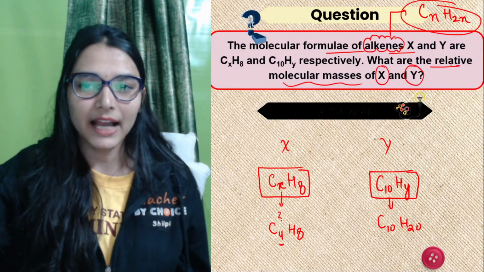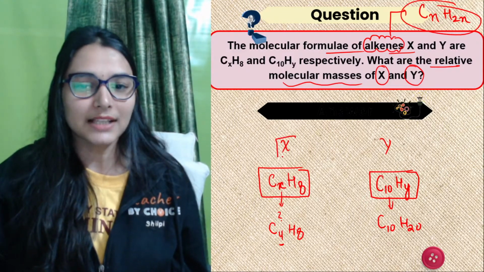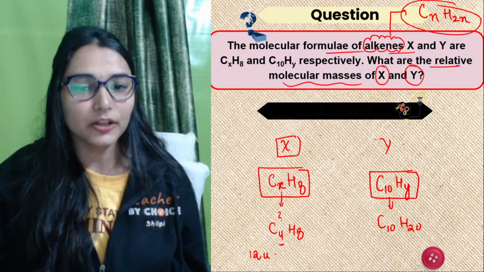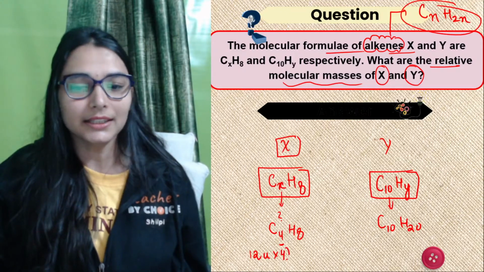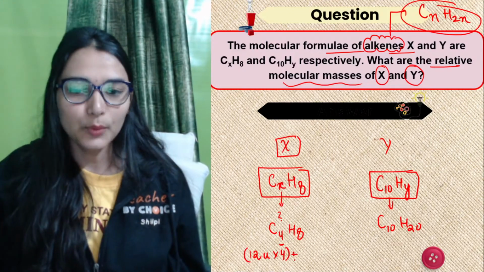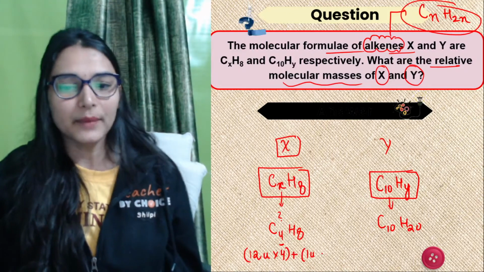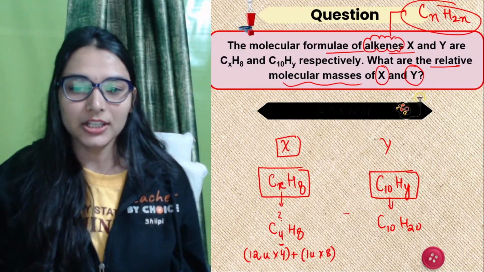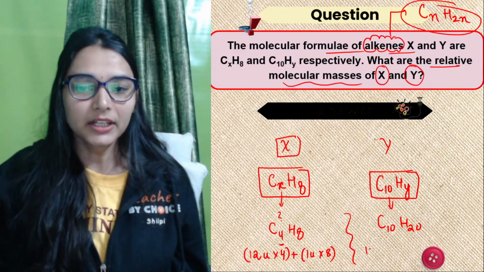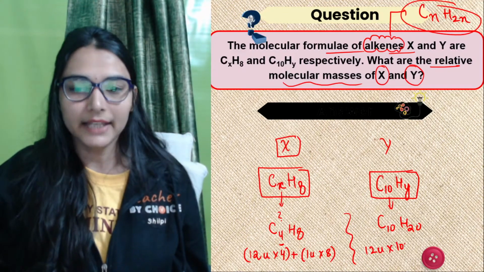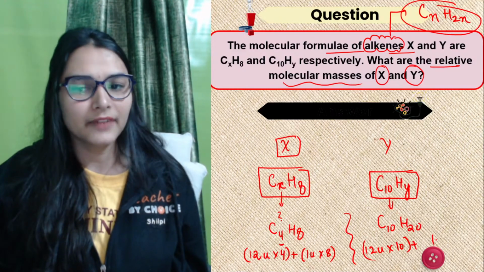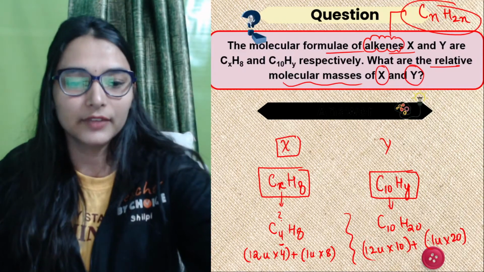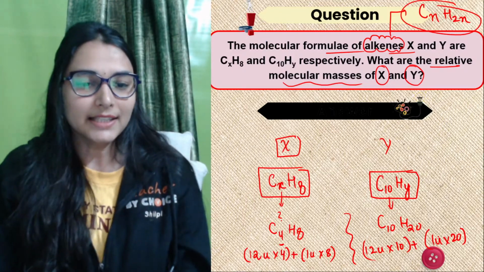Okay, after that we have to calculate the relative molecular masses of the alkene. We know that one carbon has a relative atomic mass of 12. So for 4, how much will it be? 48, right? Plus 1 hydrogen relative atomic mass 1. For 8, 1 into 8. You can calculate, quickly tell in the chat box. Similarly, 1 carbon 12, 10 carbon 120, plus 1 hydrogen 1, 20 hydrogen 20. So add it up and you will get the answer. Quickly tell me the answer.